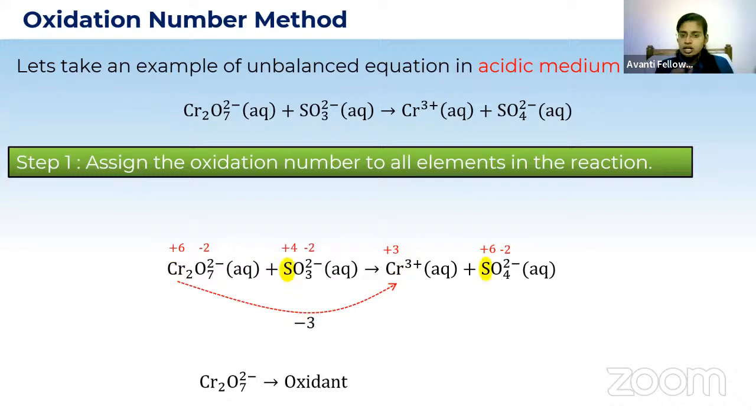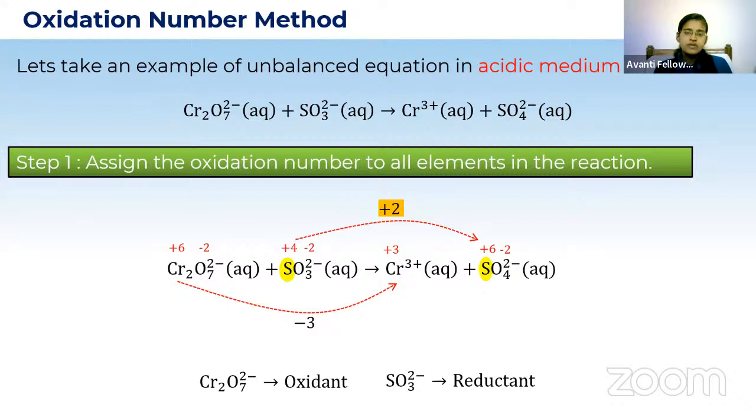If you look into the oxidation state of sulfur, it is moving from plus 4 to plus 6. So it is losing 2 electrons. So it is the reducing agent. It is losing its electron. Okay, loss of electron means it is called as a reducing agent. So SO3 2 minus is a reducing agent or reductant.